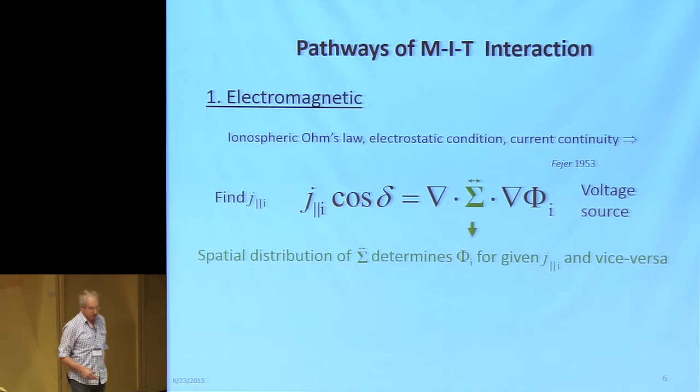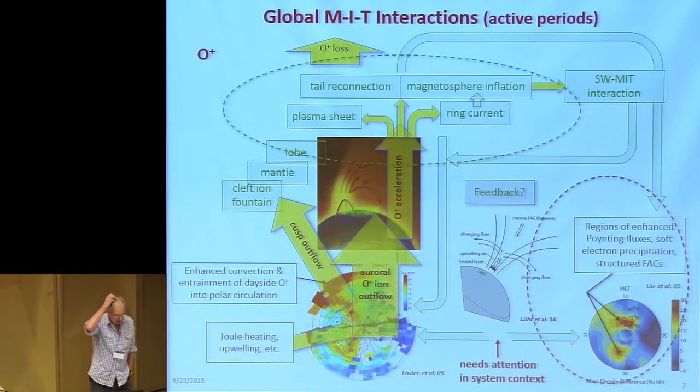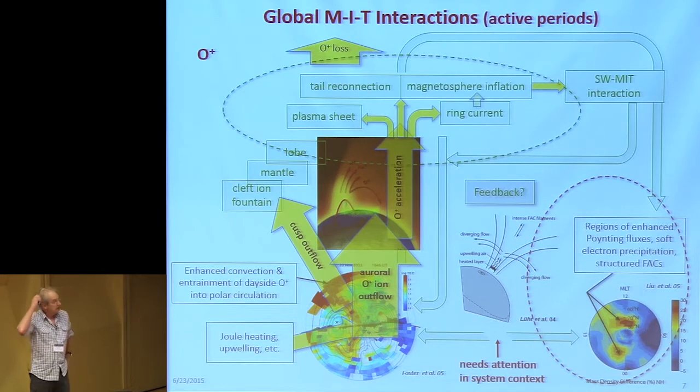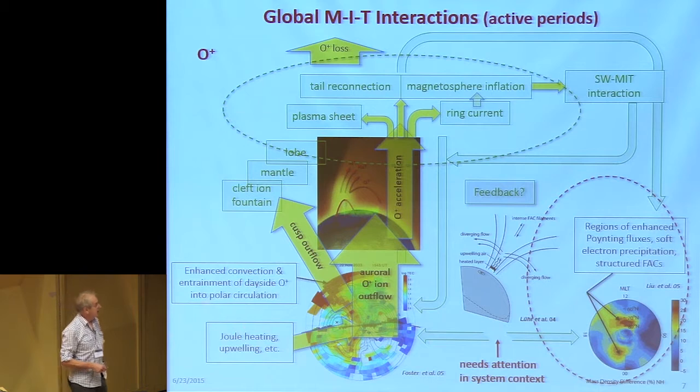And the spatial distribution of sigma has a very important effect on what comes out of this. And then material transport. It's harder to show that in an equation, and I borrowed a slide from the AMY panel, which Jeff Forbes might recognize, showing a circuitous path, for example, of O+ outflows and some of the effects that they have. So Joule heating lifts the ionosphere up as well as the thermosphere. And so there's an entrainment of O+ in polar circulation.